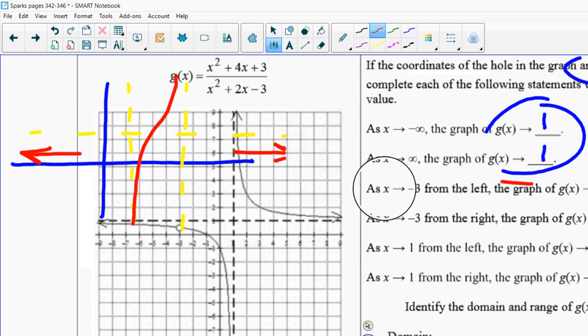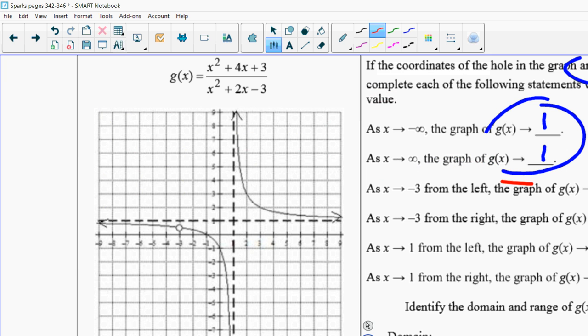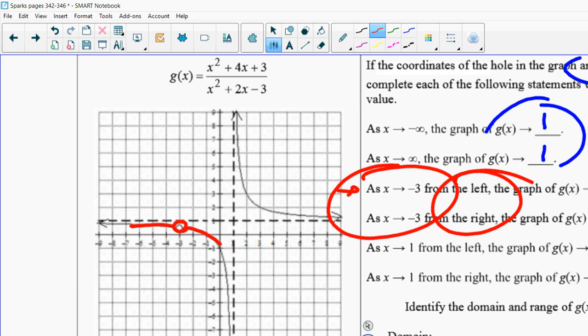Okay. As x approaches -3 from the left, 1/2, I agree. 1/2, right there. Remember a point discontinuity? The two pieces of your graph are approaching the same y value, but there's a hole there. So x is approaching the same value, one from the left and one from the right. That's a point discontinuity.